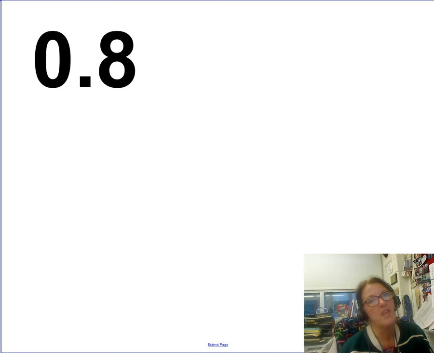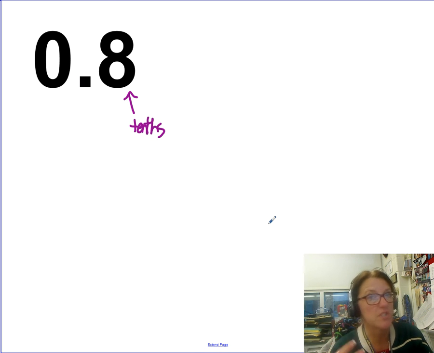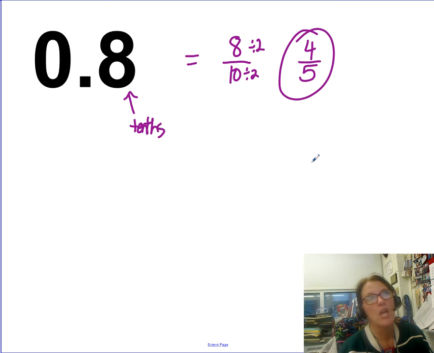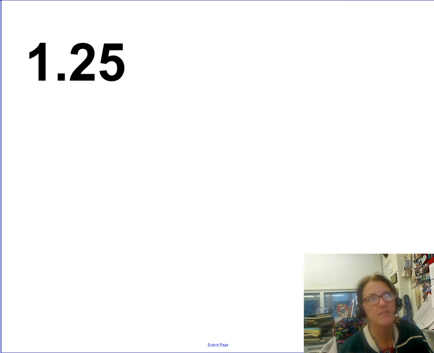Let's see. 0.8. That's the lazy math way to read that. This is really in the 10ths place. So if I was going to read it properly, as I should, I would read this as 8/10. Oh, duh. That's a fraction. 8/10. Ta-da! That's a fraction. Put it in simplest form. Done. Move on. Next one.